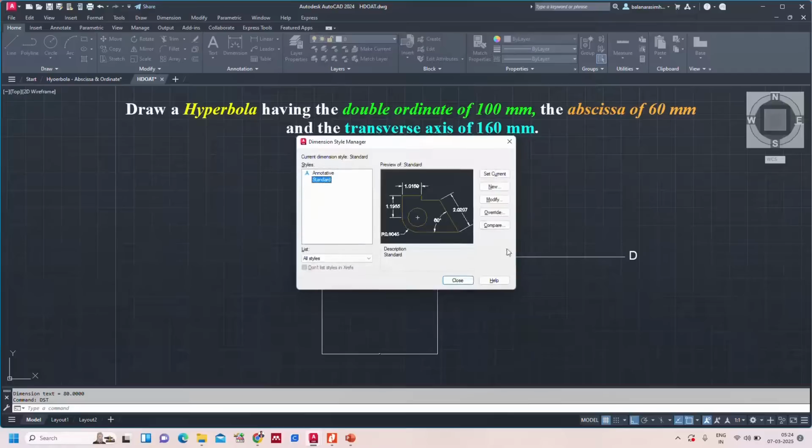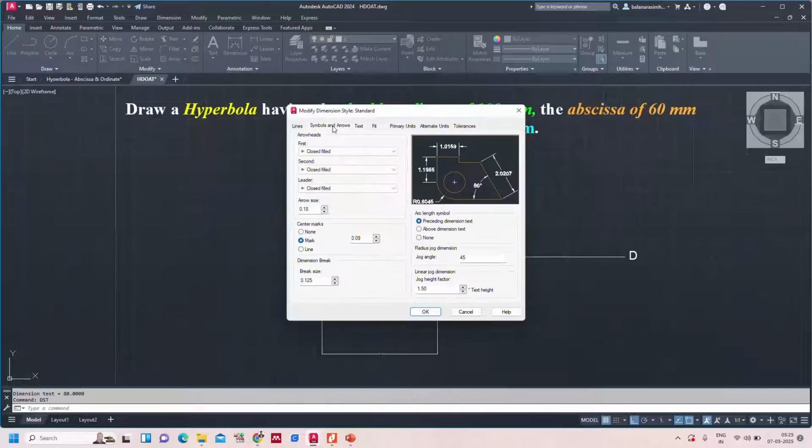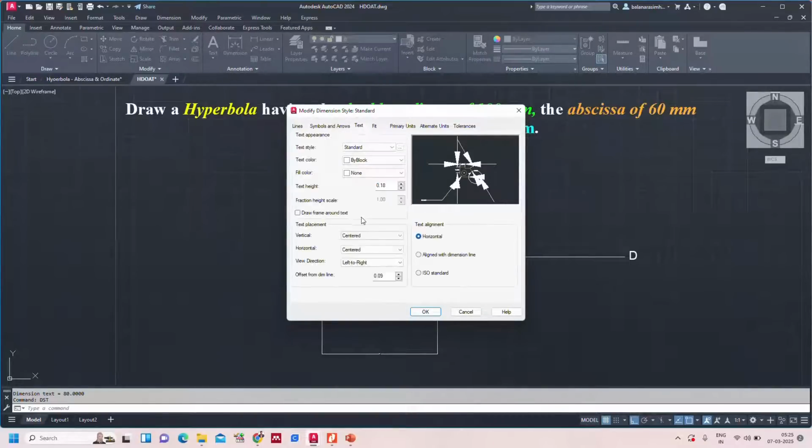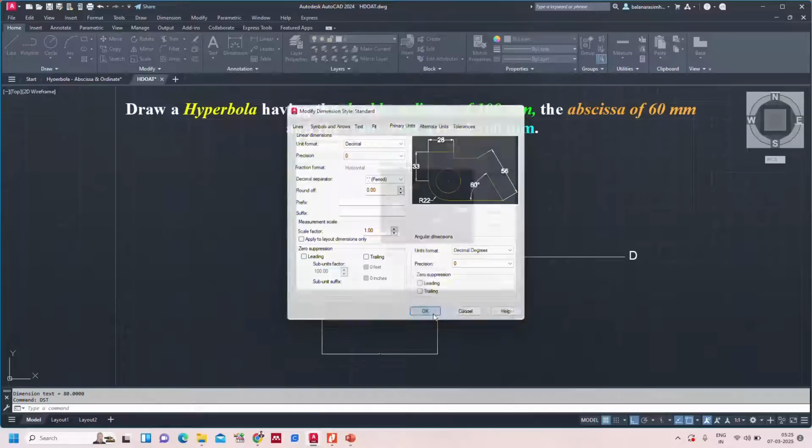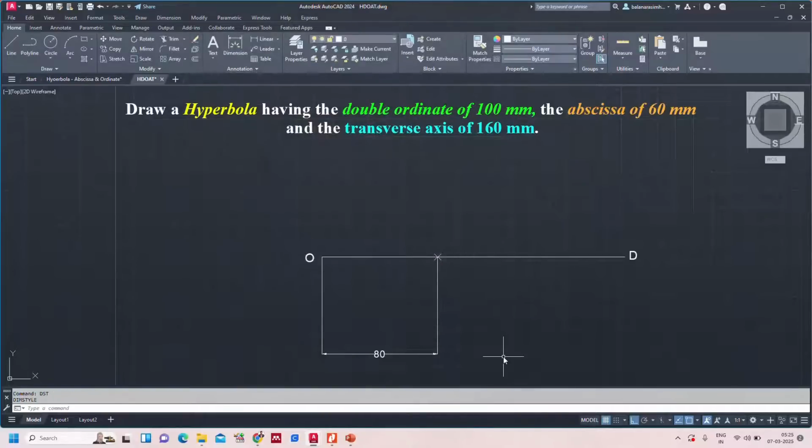Dimension, style, modify, arrow size is 3, text let me take it as 5, primary units 0. Okay, close. See, perfectly I marked these points. So this point is Ctrl C, Ctrl V.